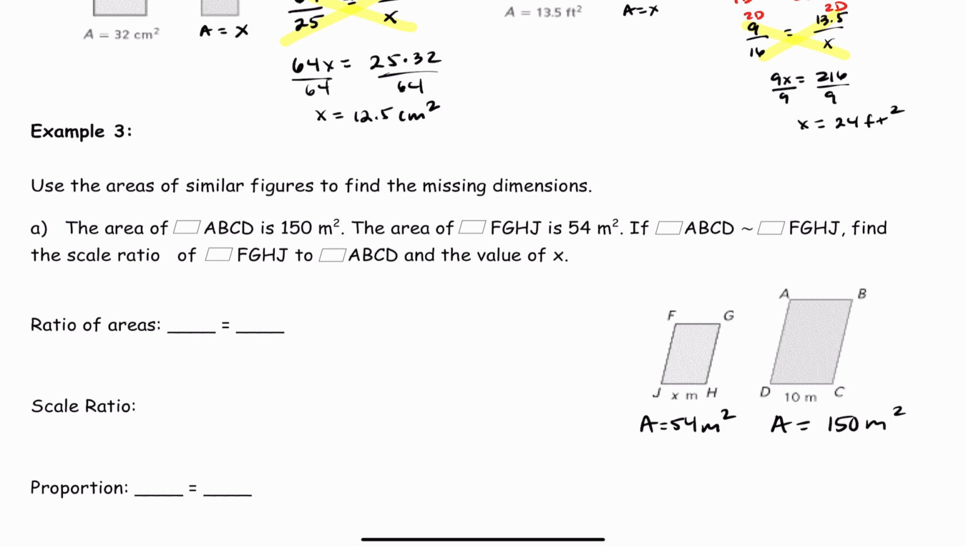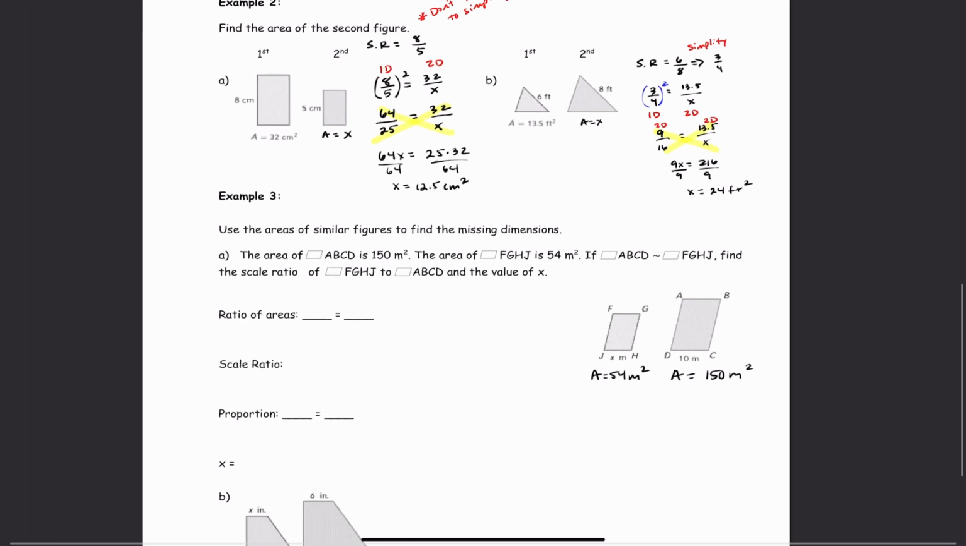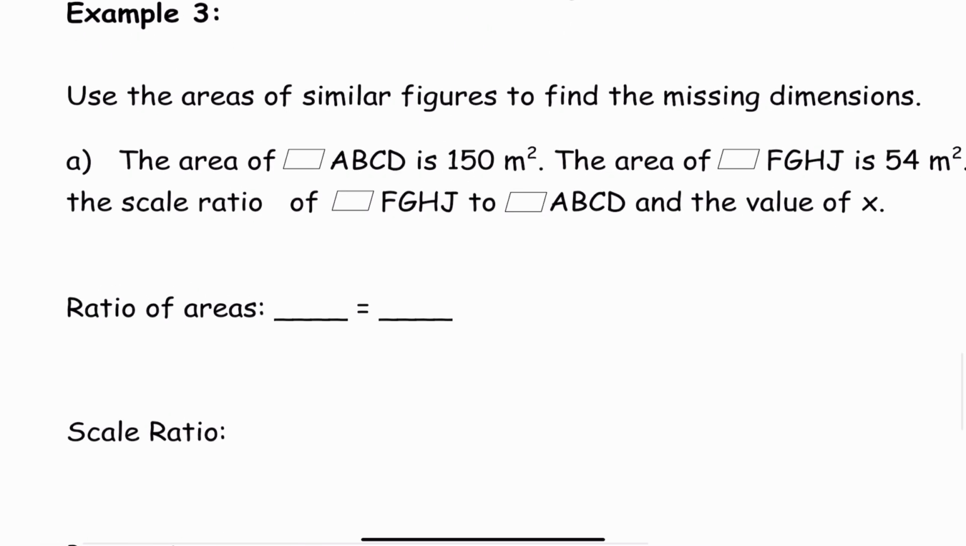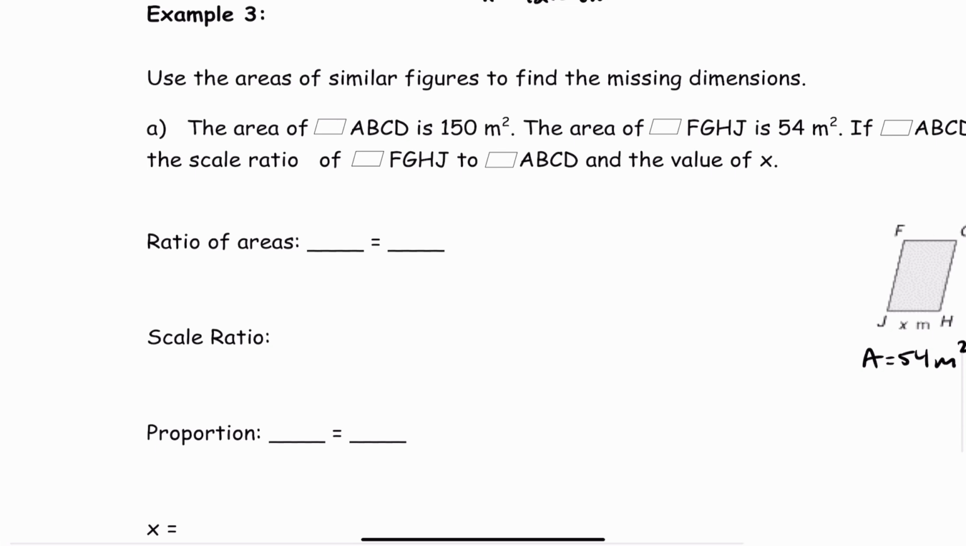What do I currently have? X and 10. But remember, with scale ratios, it's always a number over a number. Right now, what do we have? The ratio of areas. That is going to be 54 over 150. So 54 to 150.